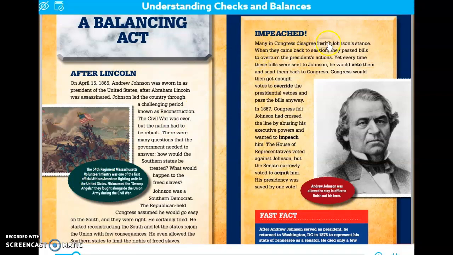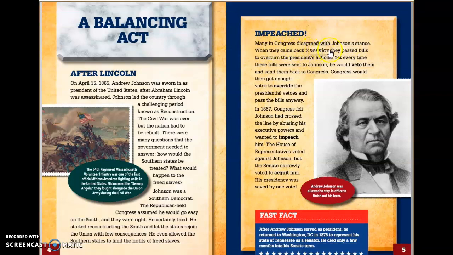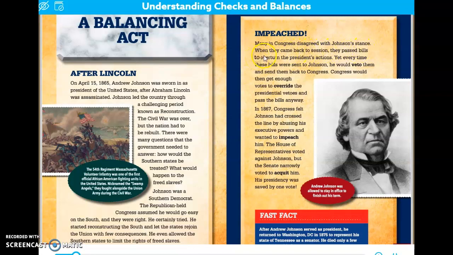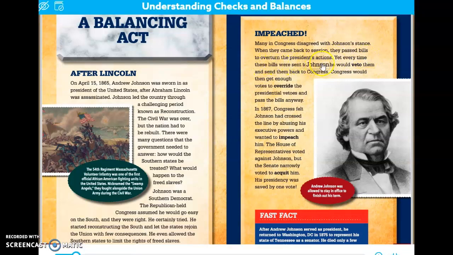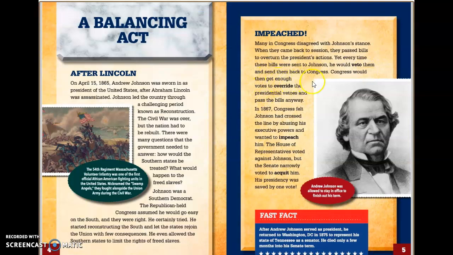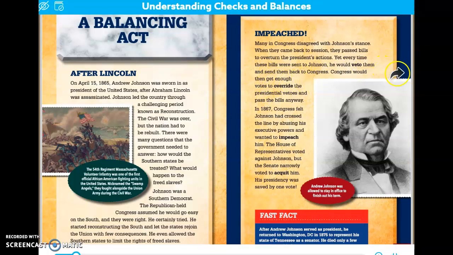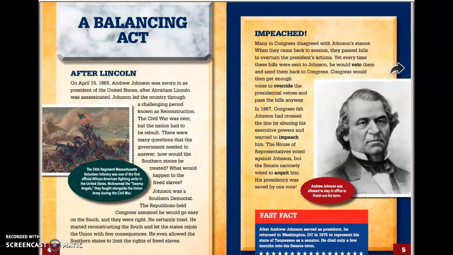Impeached. Many in Congress disagreed with Johnson's stance. When they came back to session, they passed bills to overturn the president's actions. Yet every time these bills were sent to Johnson, he would veto them and send them back to Congress. Congress would then get enough votes to override the presidential vetoes and pass the bills anyway.